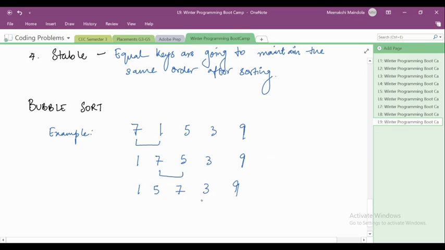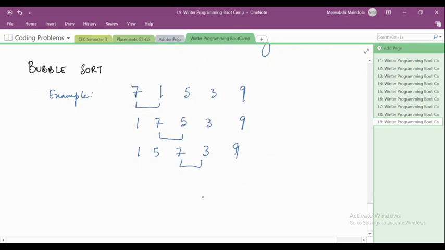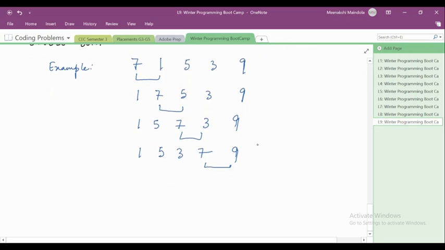Okay, now the next comparison that you make is between 7 and 3. So again, you see you have 3, 7 and 9 now. And the last comparison that you make in the first pass is going to be between 7 and 9, where you see that the lighter bubble is already at the front. Right, so this is the first pass of bubble sort, which you have, let us say, performed.